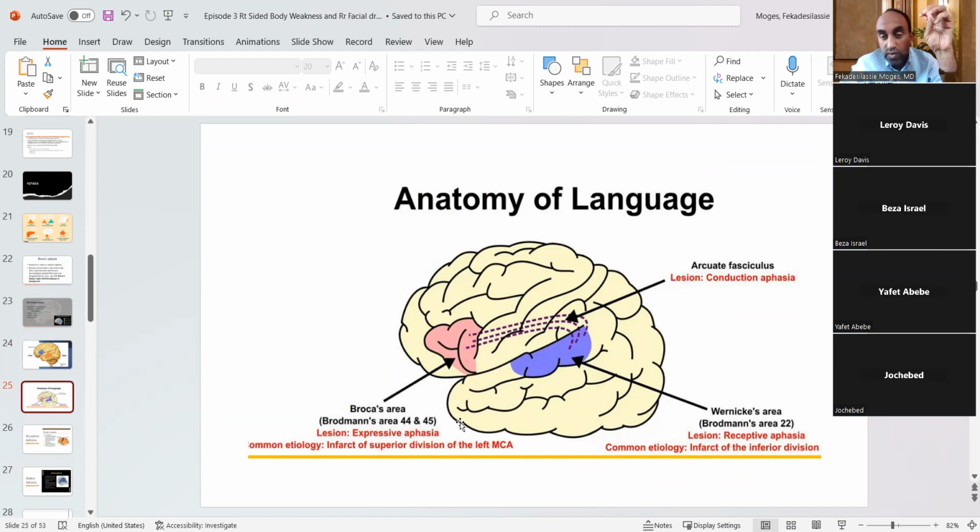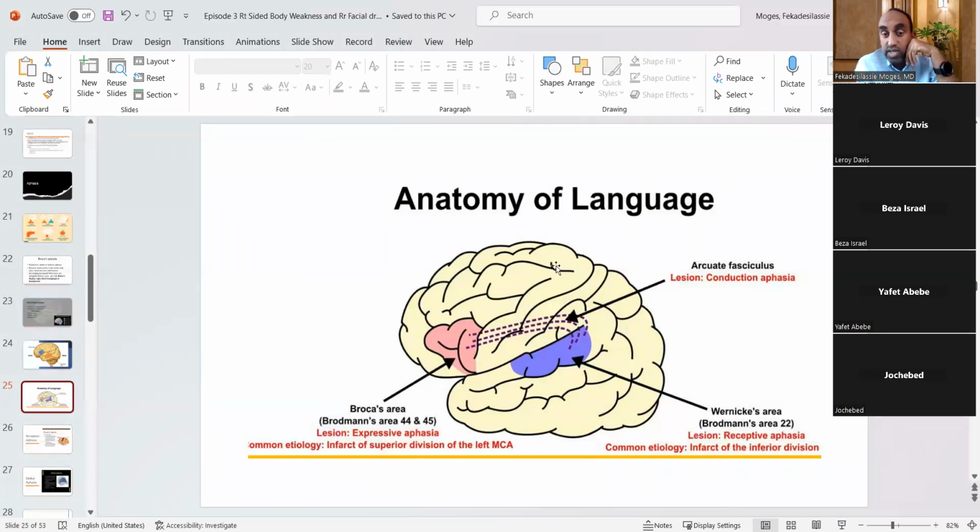Brodmann's area 44-45. This one is Brodmann's area 22. This is expressive aphasia. This is receptive aphasia. They don't receive the information well. They can't comprehend, like in Wernicke aphasia. Yeah, you have to remember these things. It's clinically important. It's relevant.